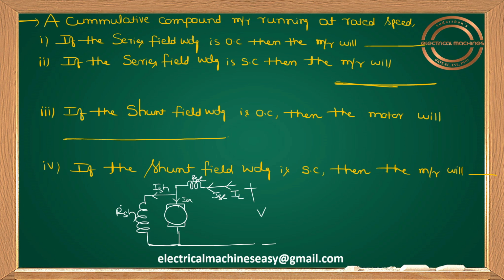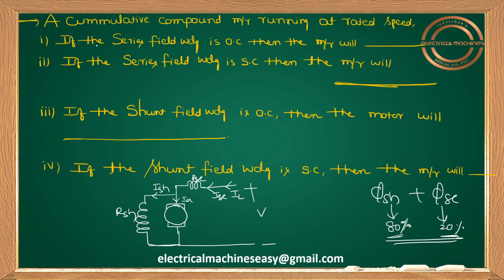One thing you have to understand for answering this question: I told you that in a cumulative compound machine, you will have both shunt flux and series flux. Among 100% flux, the shunt flux contribution is around 80%, whereas the series flux contribution is only 20%. This you have to remember. So which one is more dominant here? Your shunt flux is more dominant. You have to remember that for understanding some questions.